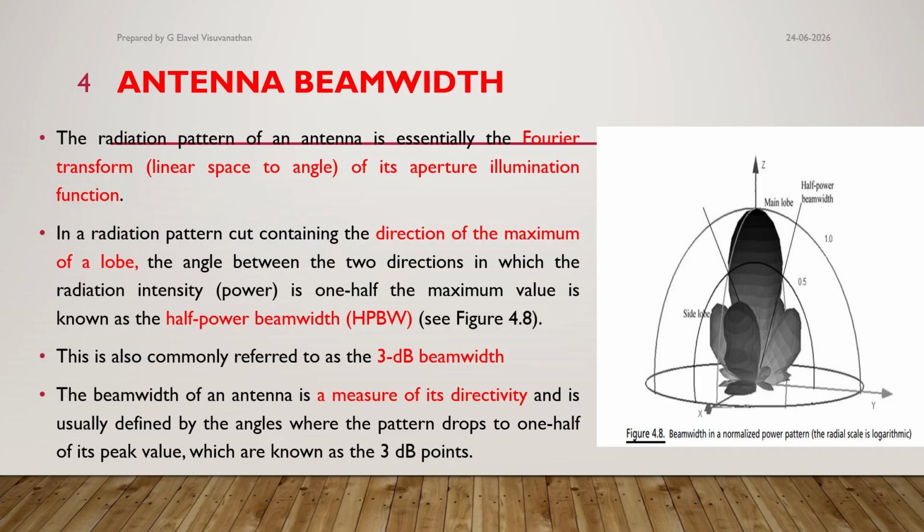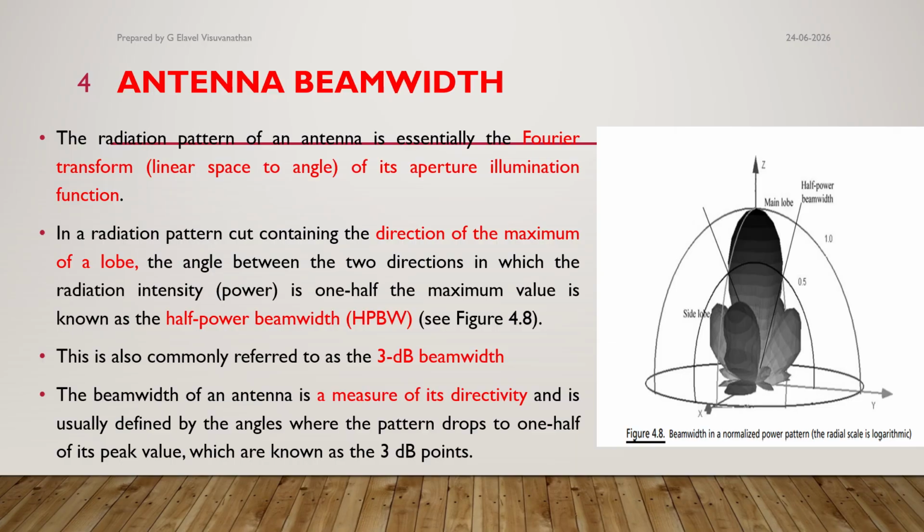In the radiation pattern, the cut containing the direction of a maximum of a lobe, the angle between two directions in which the radiation intensity is one half the maximum value, is known as the half power beamwidth. It is commonly referred to as the 3 dB beamwidth, 3 dB because here we are working in terms of decibels.